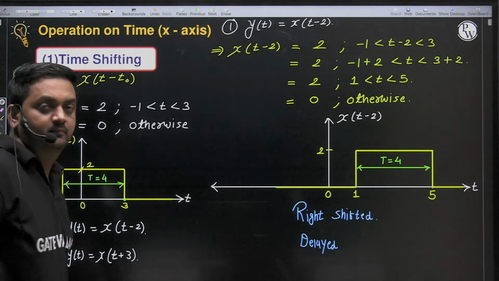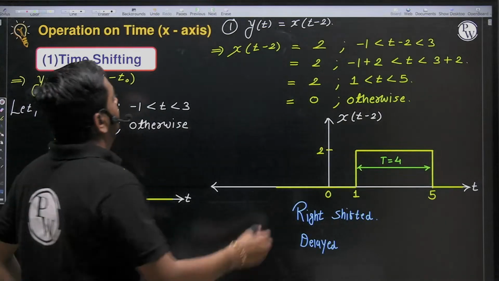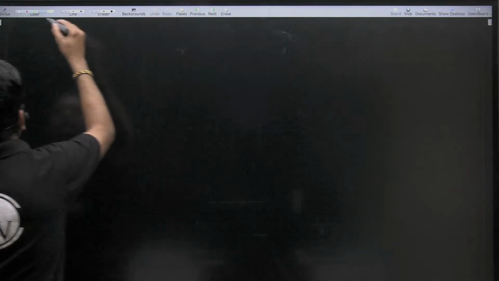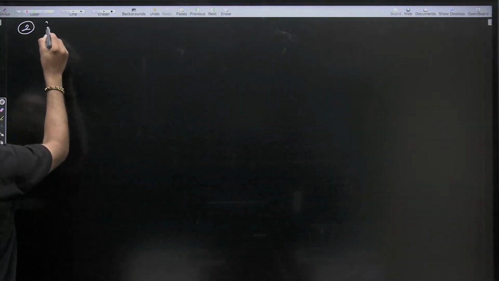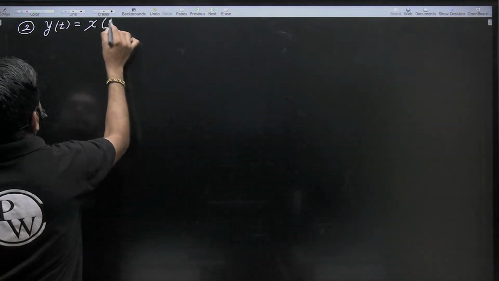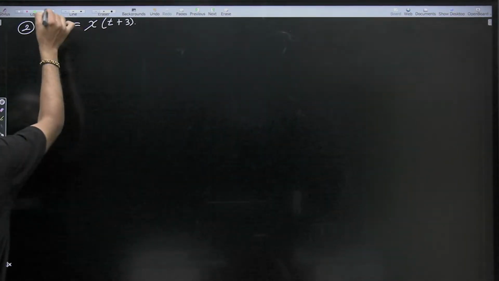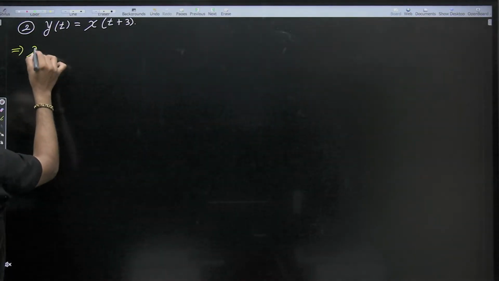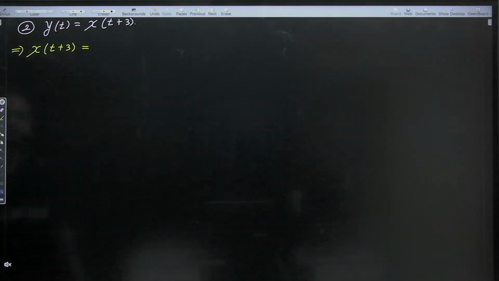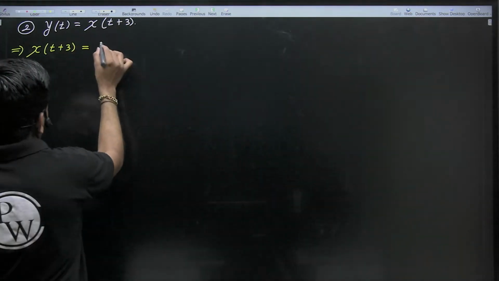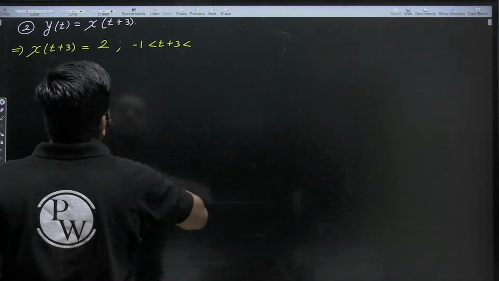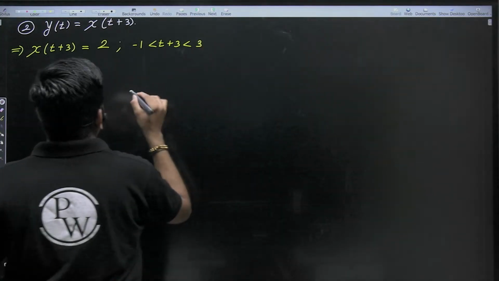Okay, great. Now let us try the second one. The second example is, you have to draw y of t is equal to x of t plus 3. Again the same procedure: on the left hand side, t becomes t plus 3, and the right hand side also changes the same way. So replace t with t plus 3.